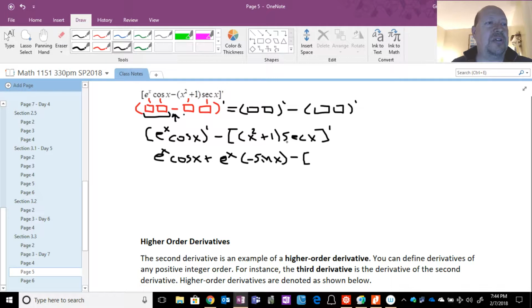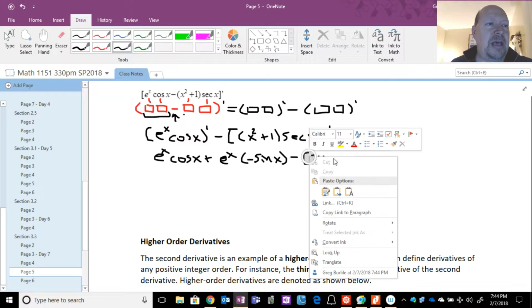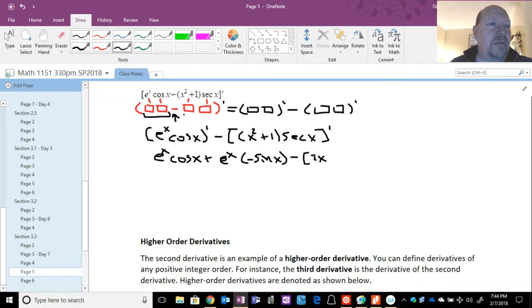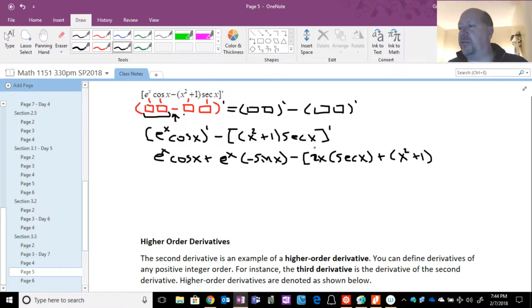Right, so that's the first couple here, and then we're going to subtract the derivative of the first, so that's x squared plus 1, so that'll just be 2x, right, and then we're going to multiply that 2x times secant x, and then we're going to add to that, of course, the x squared plus 1 as it is, times the derivative of secant. So the derivative of secant is just going to be secant tangent x.